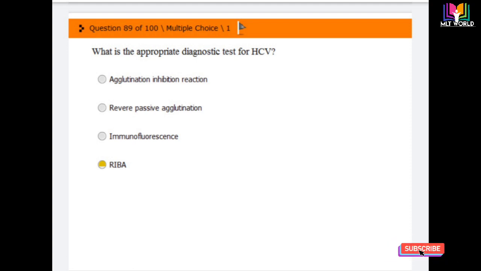RIBA stands for Recombinant Immunoblot Assay, which is appropriately used to diagnose the hepatitis C virus.